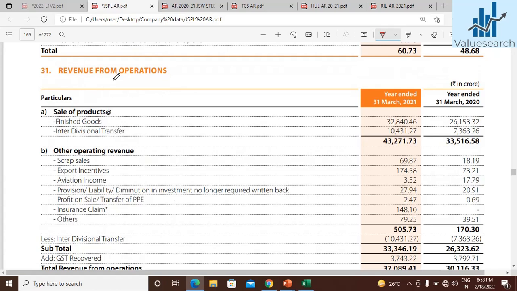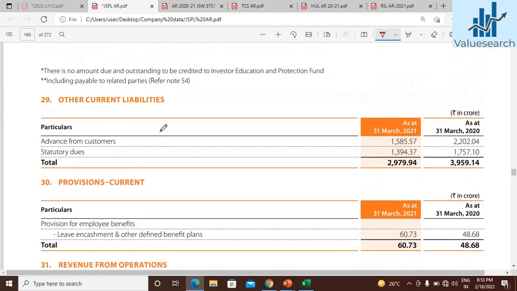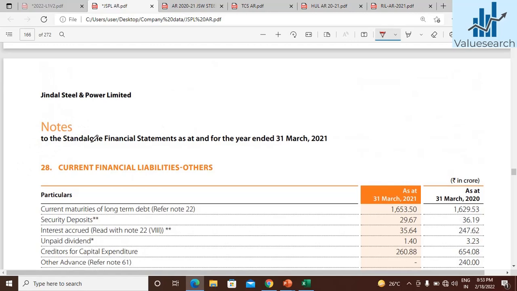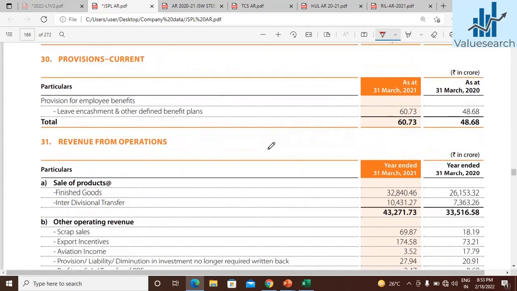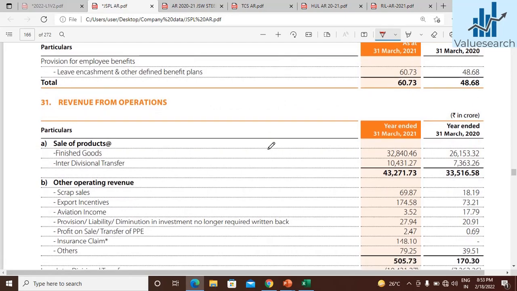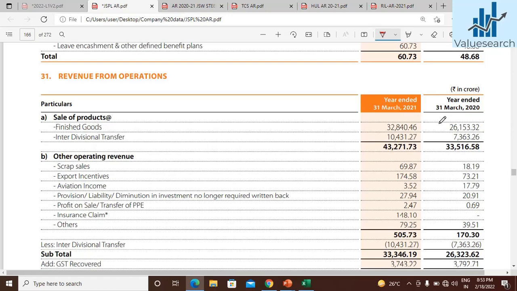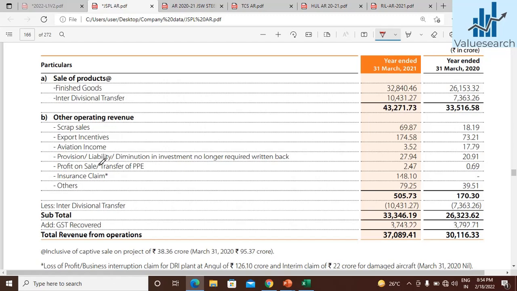Note number 31 is here, revenue from operations, and this is on standalone basis. Notes to the standalone financial statements as at and for the year ended 31st March 2021. So now let us look at revenue from operations. You can see the year-on-year information is provided over here. Sale of products, finished goods, interdivisional transfer. Putting these two figures together, you get this total. Now you had this amount, other operating revenue. This is a steel company, Jindal Steel and Power, so their main work is that they sell their finished goods, that is the steel, to their customers.